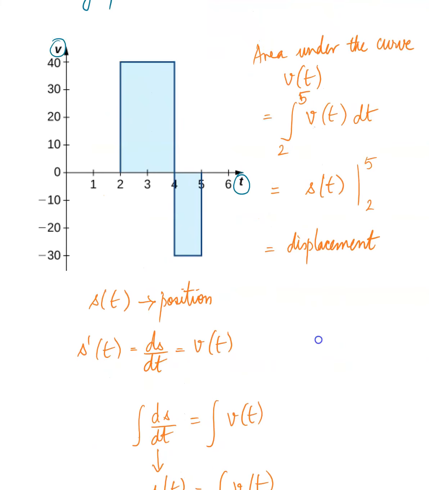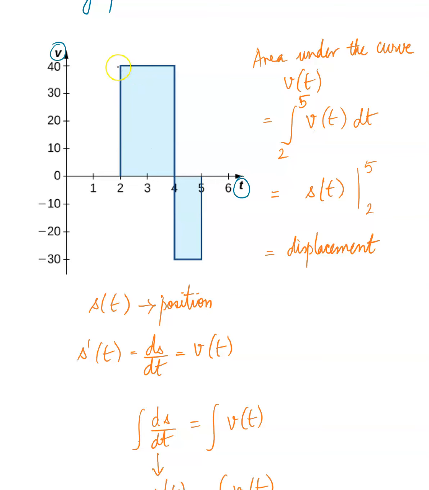2 to 4. Now this is the function, right? This horizontal line will be the function, but we're only looking at it between 2 and 4. So this horizontal line is v of t equals 40, right? A horizontal line is y equals that number. So that's what we have here. And likewise, this is also a horizontal line, and this is happening at negative 30. So this is v of t equals negative 30.